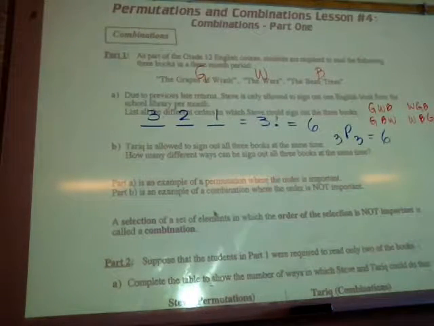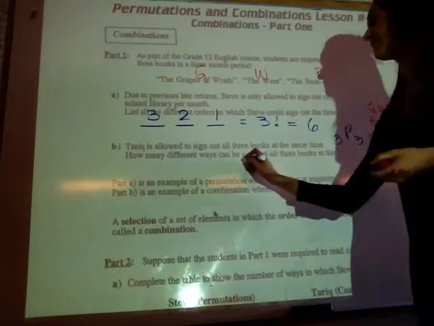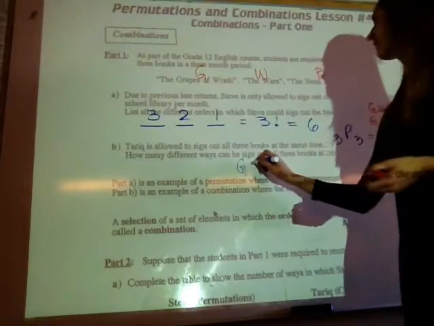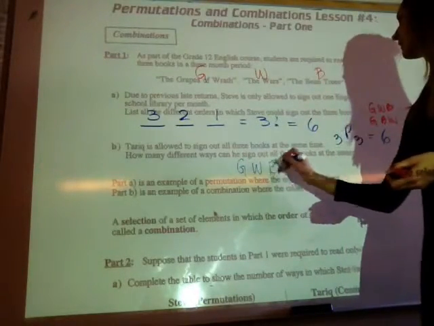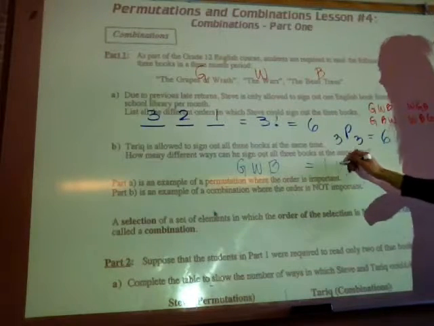Now, Tariq is allowed to sign out all 3 books at the same time. How many different ways can he sign out all 3 books at one time? Grapes of Wrath, The Wars, The Bean Trees. Does it matter the order of how he collects the book? No, he's taking all of them. There's only one way.